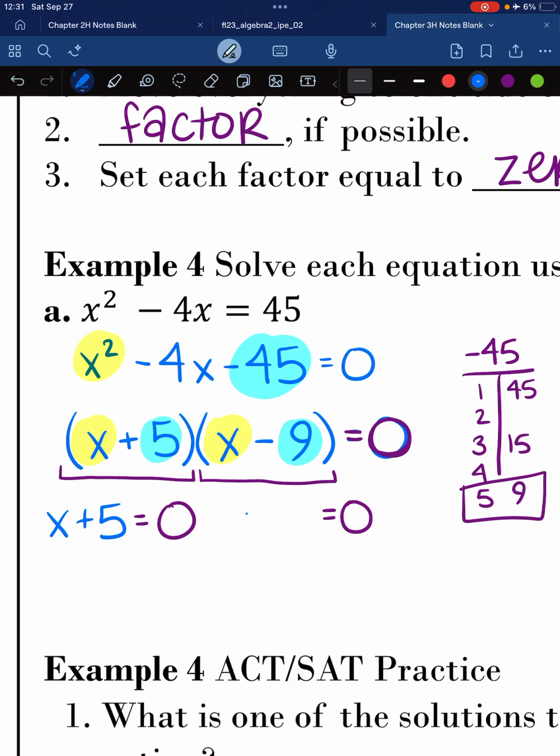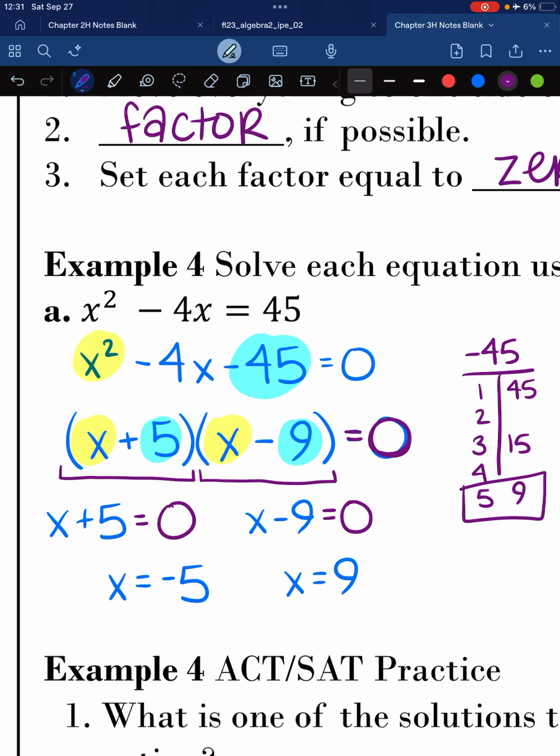So if I set each parentheses equal to 0, that is me using the zero product property, and then I can go ahead and solve for my values of x. Subtract 5 from both sides, and add 9 to both sides.